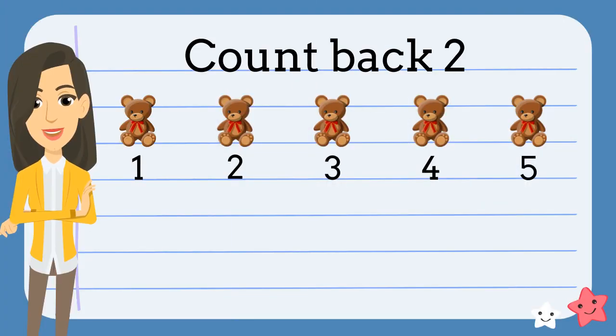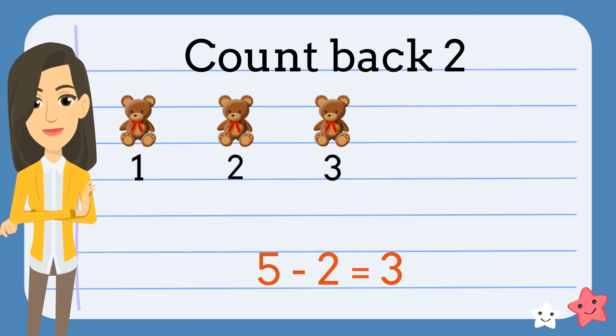Here we have 5 bears. Now I took away 2. How many bears do I have? Well, I started with 5 and I counted back 2, 4, 3. I have 3 bears. I can even make this into a subtraction sentence. I had 5 bears and I took away 2, so now I have 3 bears. I can write this as 5 minus 2 equals 3.